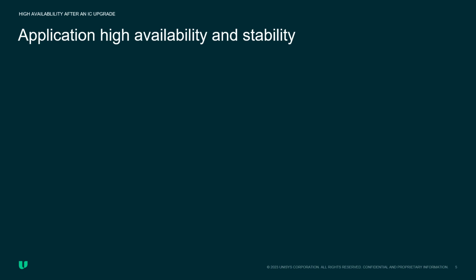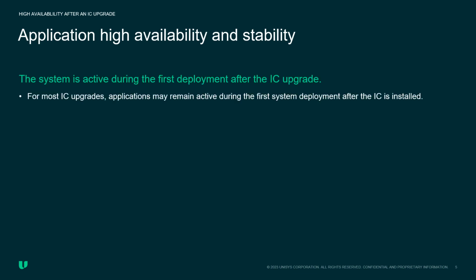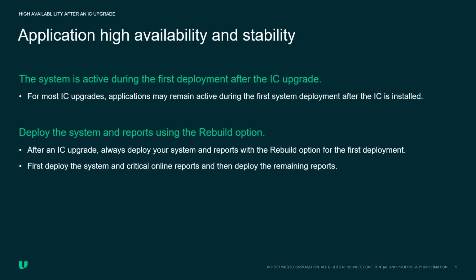Application high availability and stability. For most IC upgrades, you may leave your application running during the first system deployment after the IC is installed. However, you are still required to deploy your system and reports with the rebuild option for the first build after the IC upgrade. This ensures code consistency across the application. Deploy your system and critical online reports, then your remaining reports.